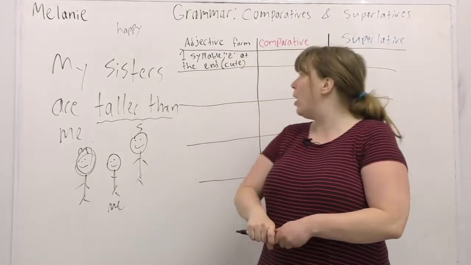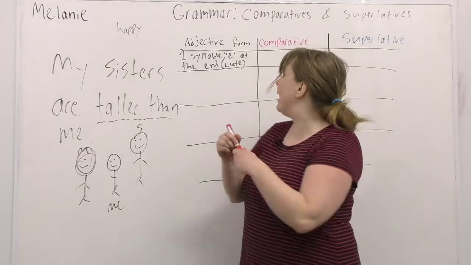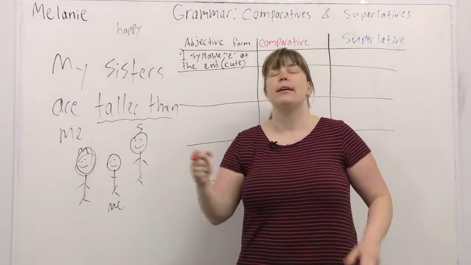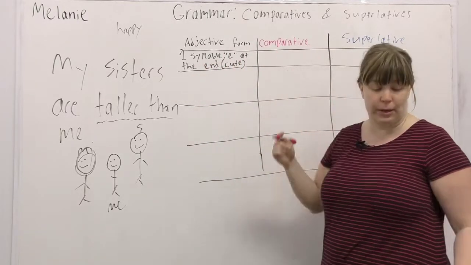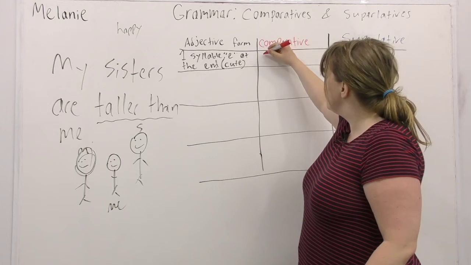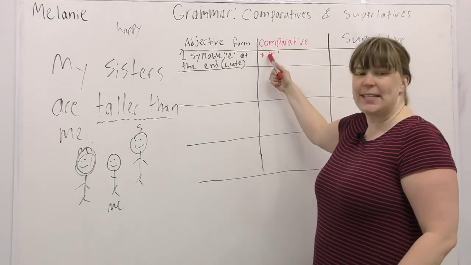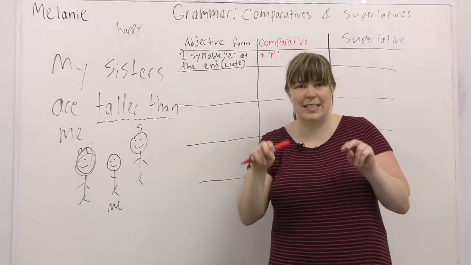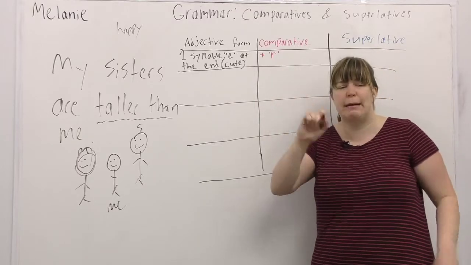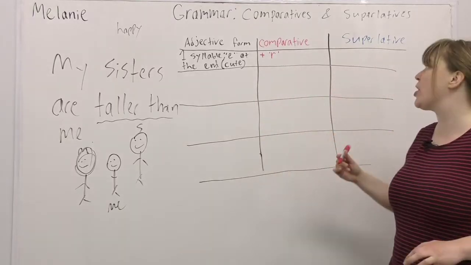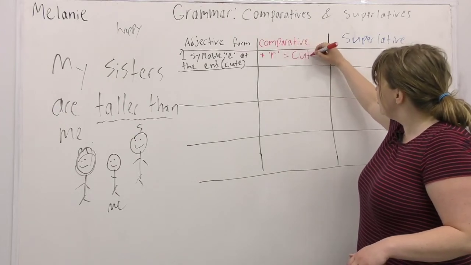Okay, so when I want to make a comparative, change this adjective, cute, into comparative form. What I have to do is plus R. This is a plus sign. Some of these are going to look slightly mathematical, so please bear with me. I'm trying to keep the writing as limited as possible. So basically, cuter.